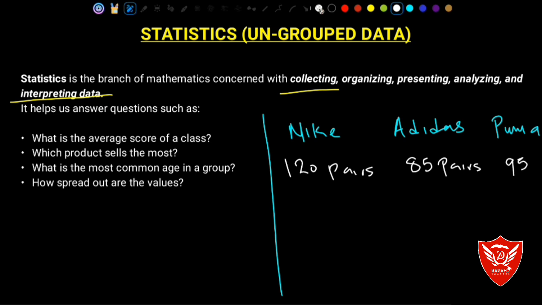Statistics shows that Nike is the best selling brand, while Adidas is the least selling brand during that month. This information helps my business to make better decisions about stocking and marketing products. This and many more reasons is why we study statistics.